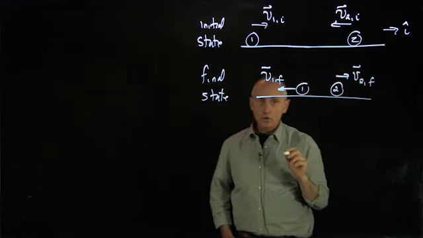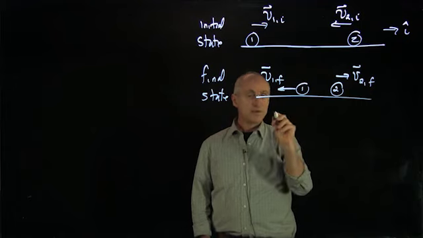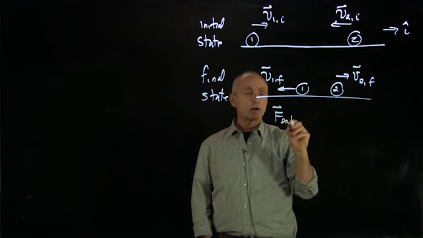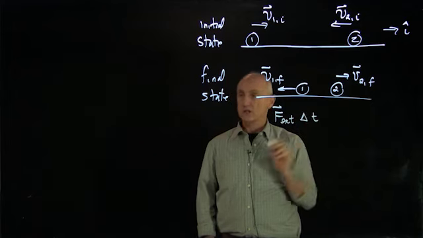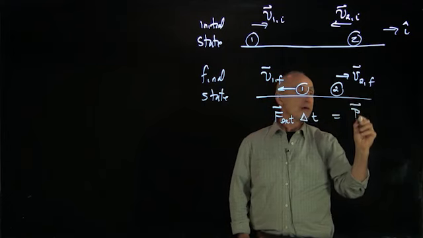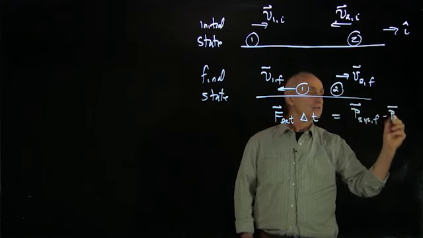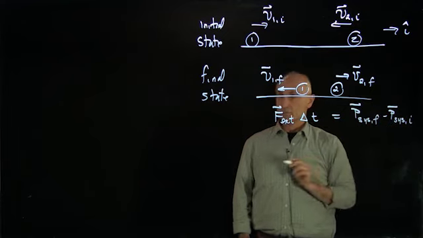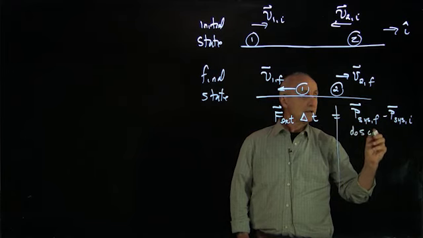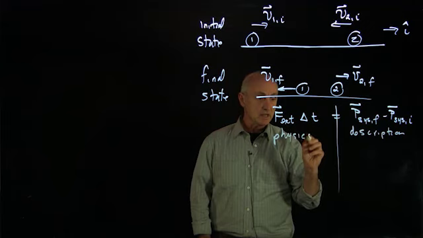Now, recall our principle of impulse and momentum. We said that if there's an external force during the time of a collision delta t, then physically that will cause the momentum of the system final minus the momentum of the system initial. Now, when we do this analysis, this side was a description, and this side is physics.